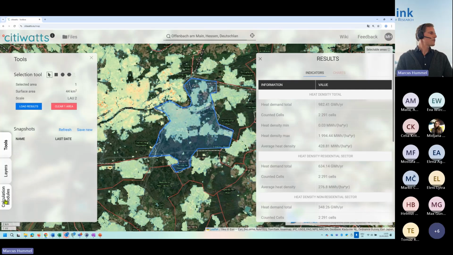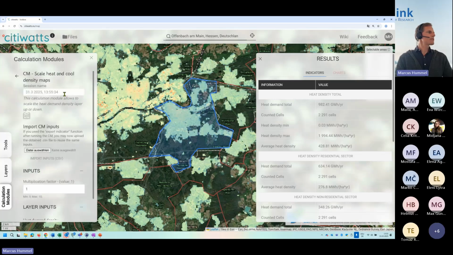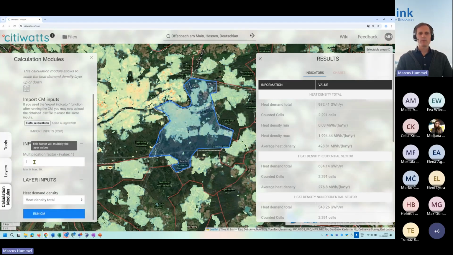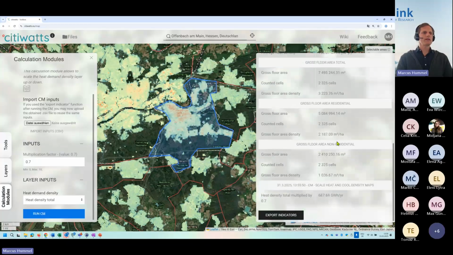So where can you do that? You go to the calculation modules, and here in the demand section, you have the scale heat and cool density maps module. It's a very simple module: you simply use a relative factor, run the module, and the module generates another layer. You cannot see it right now because they are all overlaying, but if you scroll down on the right side, you see there is a new layer as an output from the scale heat and cool density maps. It was generated right now.